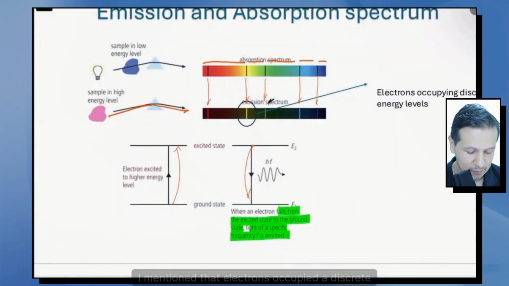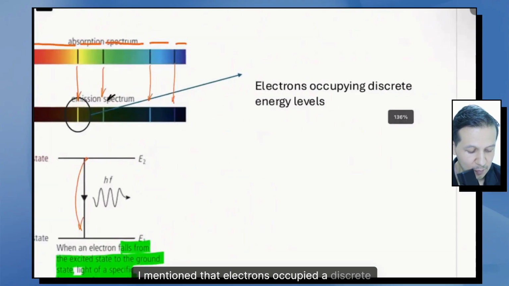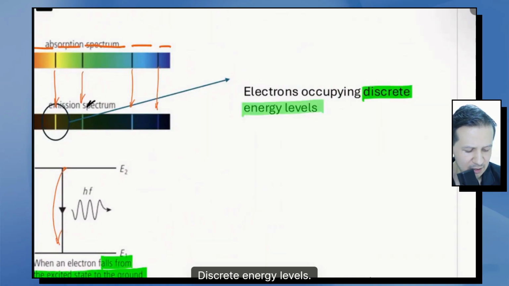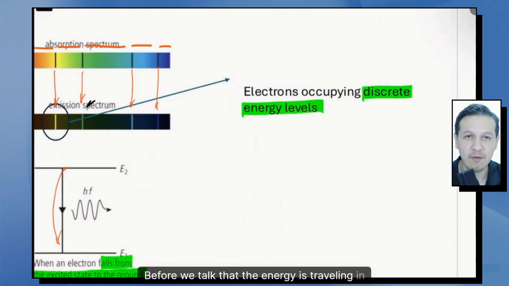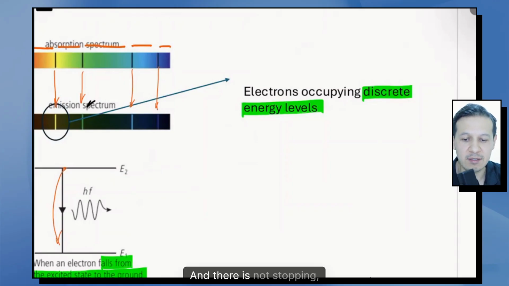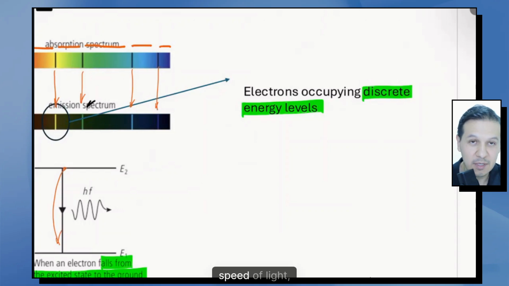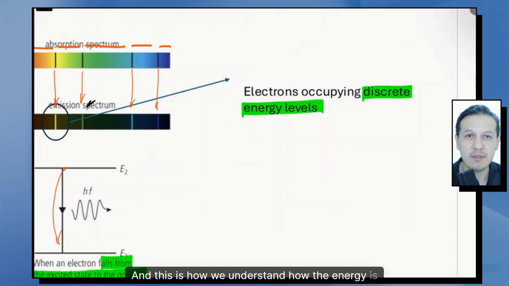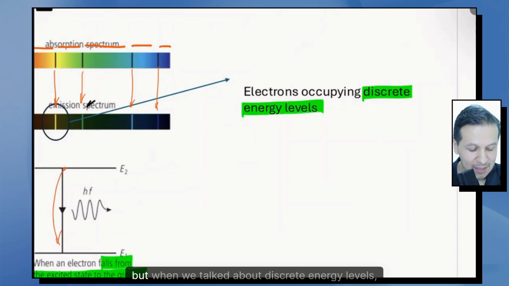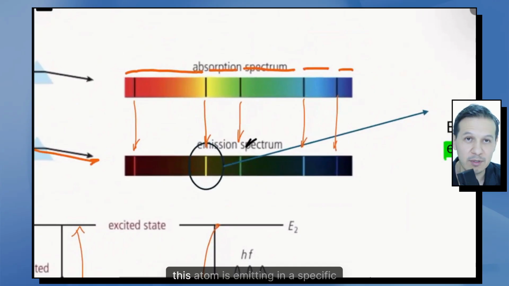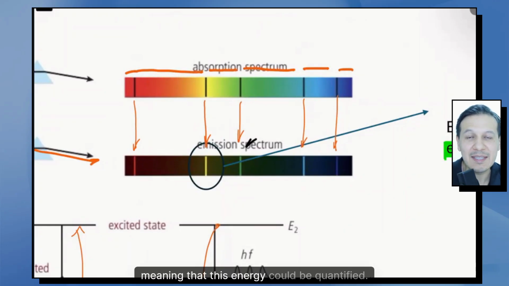Let's continue. Okay, guys, after this, I mentioned that electrons occupy discrete energy levels. Before, we talked about how energy is traveling in waves and is oscillating. It's not stopping, it's just traveling at the speed of light with a particular wavelength and a particular frequency. And this is how we understand how the energy is traveling. But when we talk about discrete energy levels, we are saying that, for example, this atom is emitting specific amounts of energy, meaning that this energy could be quantified.